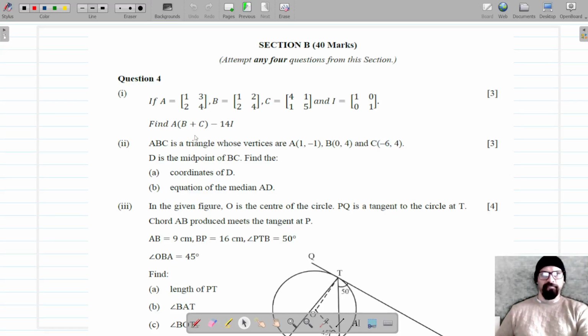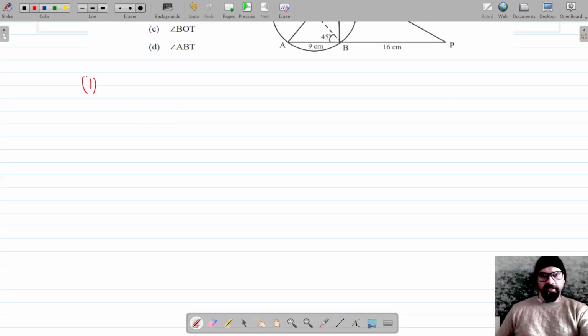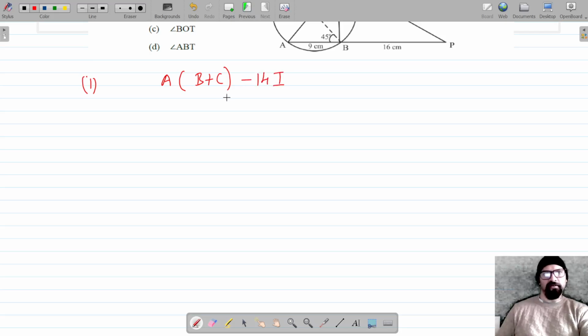Okay, for question number 4, section B. It's given that matrix A is given, B is given, C is given, and I is given. We have to find A into B plus C minus 14I. So this is question number 1. And we have to find the matrix polynomial, which is A into B plus C minus 14I, where I is the identity matrix of the same order.